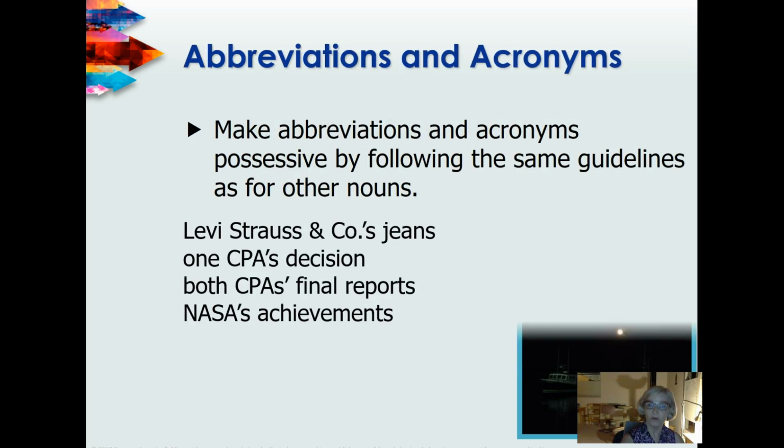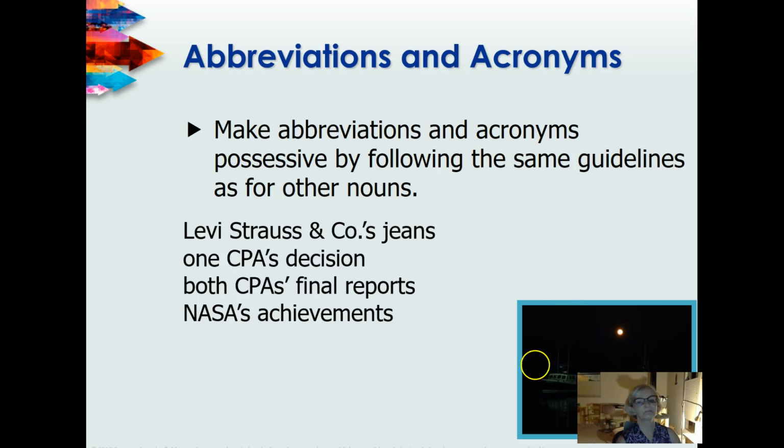And what about abbreviations and acronyms? Well, number one is we use the regular rules. So if there is one CPA, certified public accountant, then it gets an apostrophe S. However, if we have several CPAs already, and we want to say that the CPAs' office is over there, meaning lots and lots of CPAs, then we just add the apostrophe.